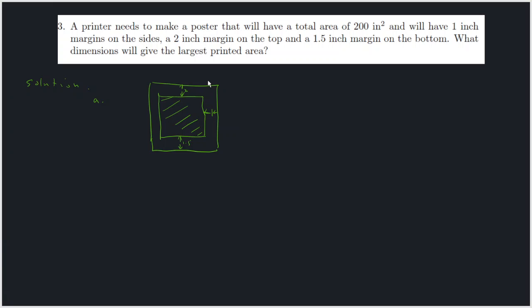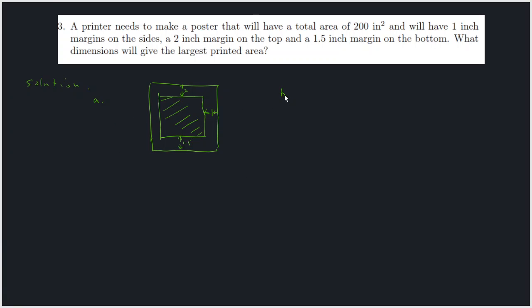Of course, as long as you have the total area of 200 square inches, you can build the poster either very wide or very narrow, right? Now the problem is how to build a poster so that the print area is the largest. Yeah, that's the problem. Okay, so we're done with step A.